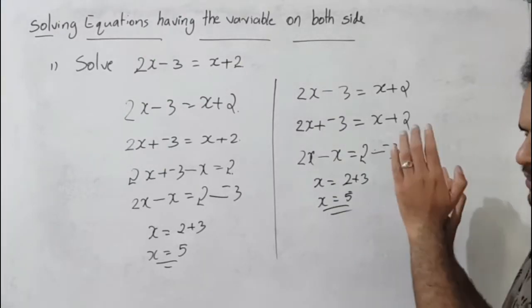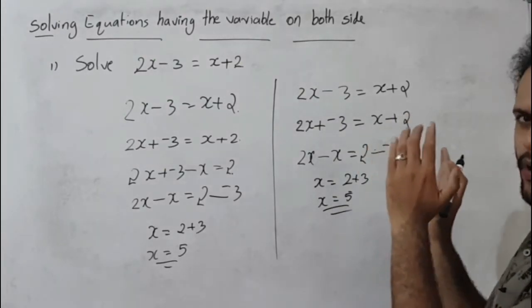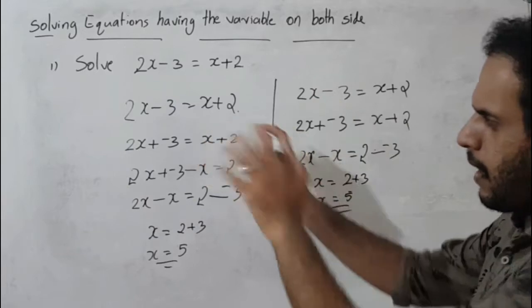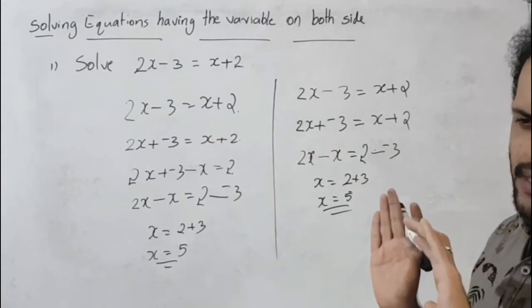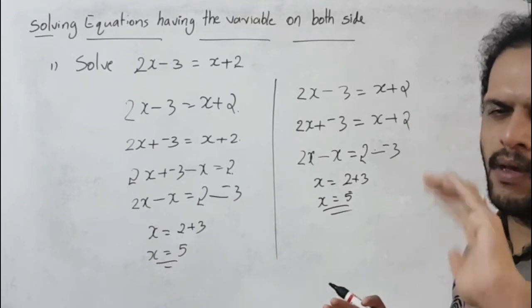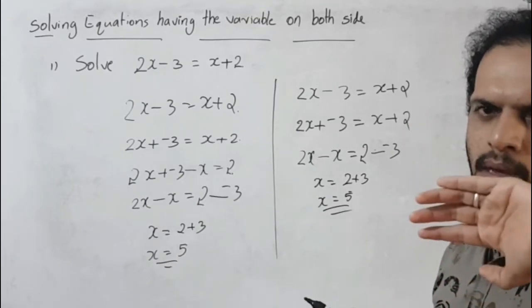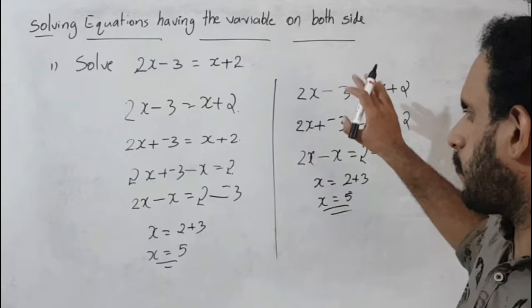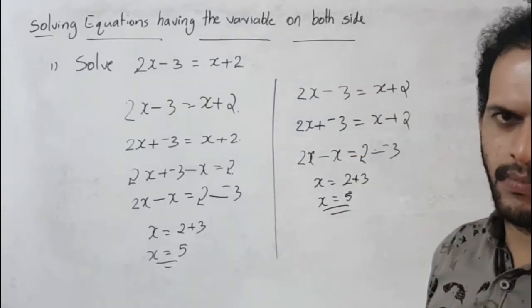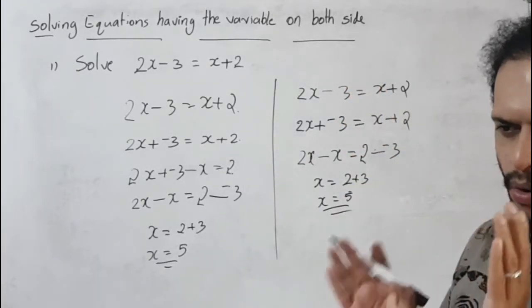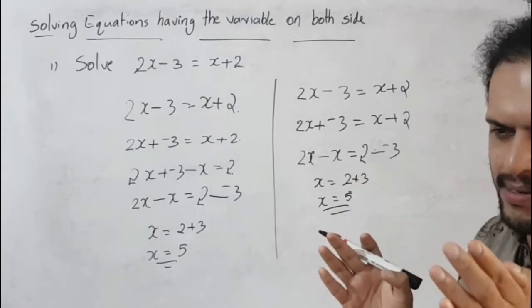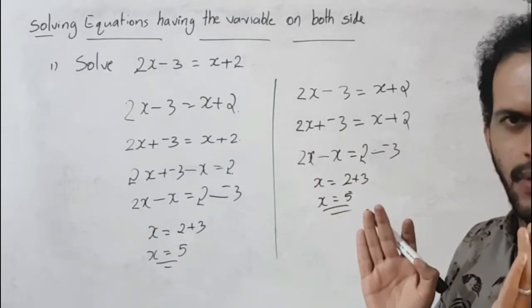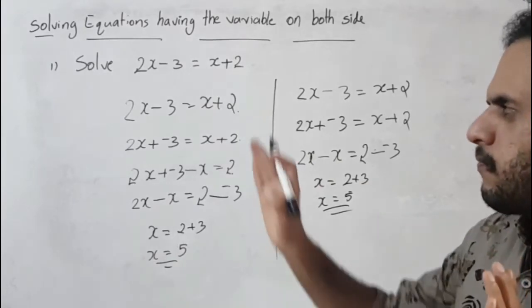So I think this one is better, if you got the idea. Otherwise you do it like this. Then this advantage is that the number of steps is reduced. The number of steps is less here. That is the only difference in this type of question: we need to transpose variables to one side and numbers to the other side.